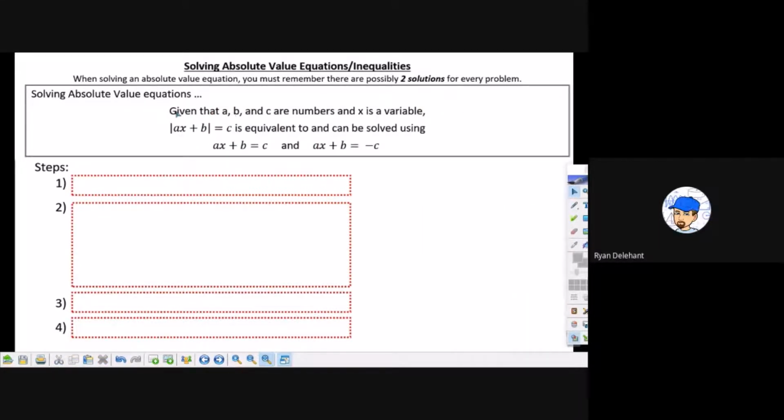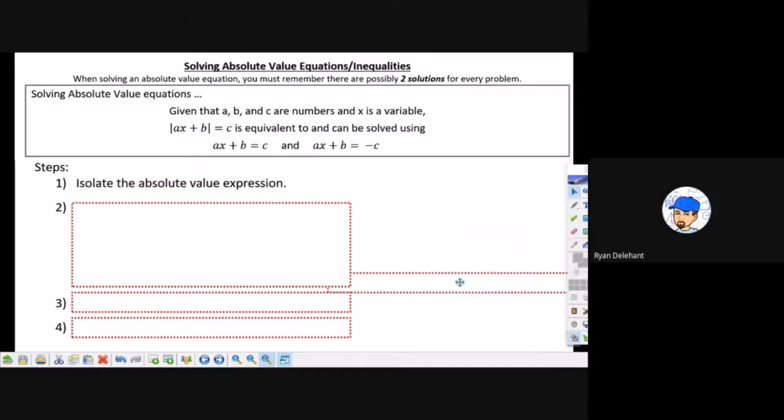Now the key with this, when you get an absolute value, you've got to isolate the absolute value first, okay? Meaning that we could have other stuff taking place outside of the absolute value. Think of our transformations. Our A transformation was outside of the absolute value. Our K transformation was outside of the absolute value. You'll have to algebraically move that stuff to the other side of the equal sign so that you can solve it, okay? So the first step in this is always going to be isolate the absolute value.